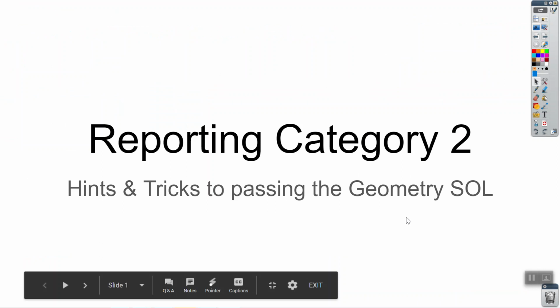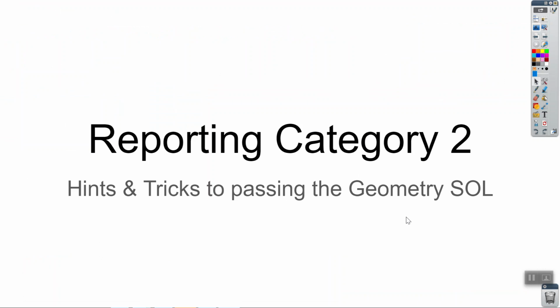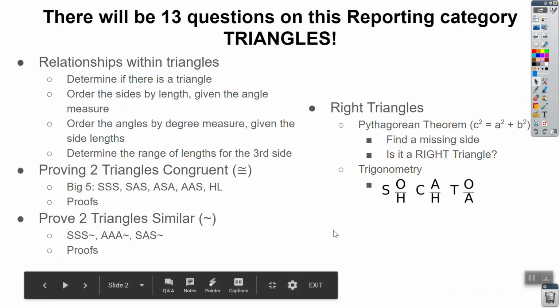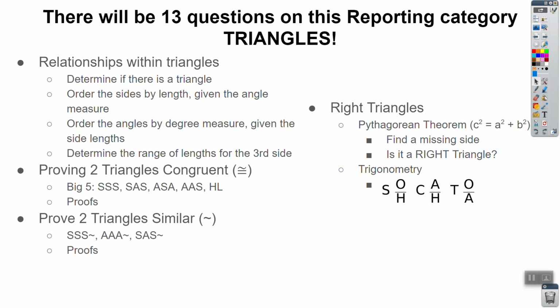Hey guys, so today we're going to start with reporting category 2, and these are some more hints and tricks to pass the geometry SOL. So this reporting category is triangles. Yes, we have completely spent most of our year on triangles, so this is a pretty big one. With that in mind, this is what we've learned about triangles.